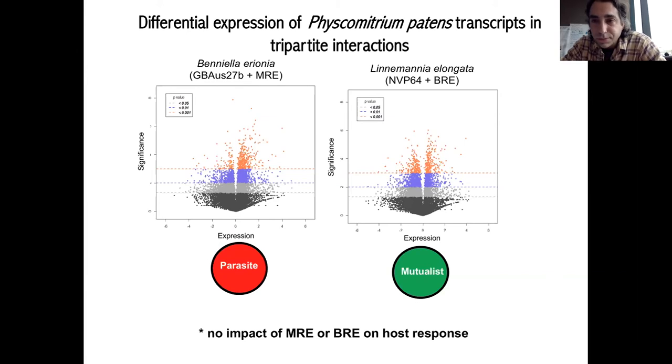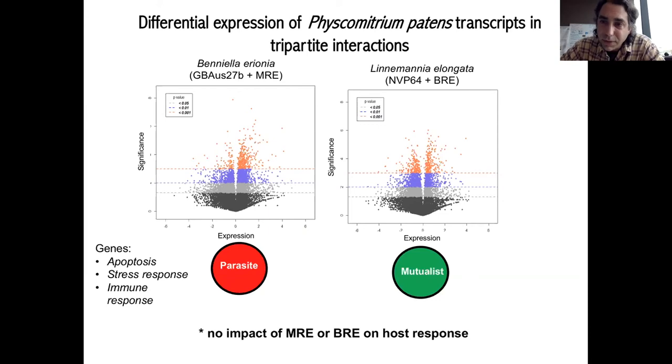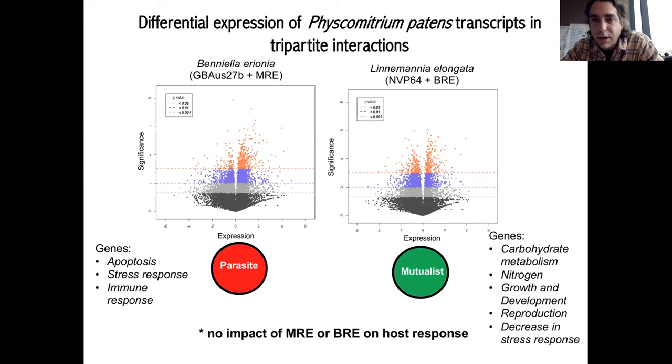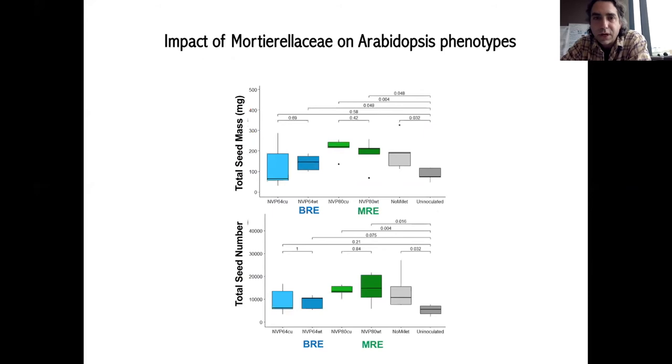However, we did see differential effects of the different fungi on the host. And so Benniella had more of a parasitic response on the plant. This is based on plant genes that were overly expressed or had significant differences in stress response, immune response, apoptosis, where Linnemannia elongata seemed to be more of a mutualist or a friendly interaction with DEGs involved in carbon metabolism, nitrogen, growth, development, and decrease in stress.